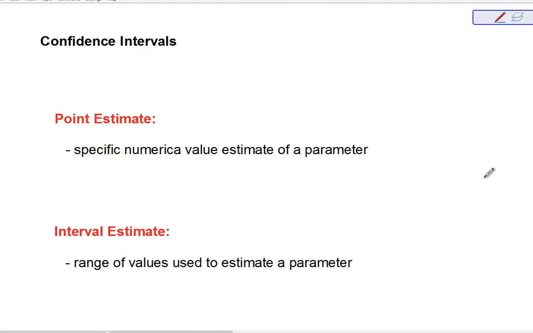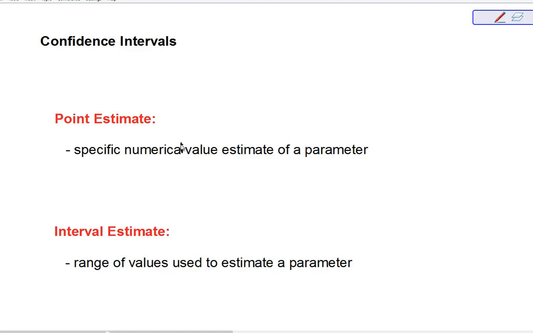In this video, we're going to talk about confidence intervals. We need to go through some definitions first. The first definition is what we consider a point estimate. A point estimate is a specific numeric value that estimates that of a parameter.